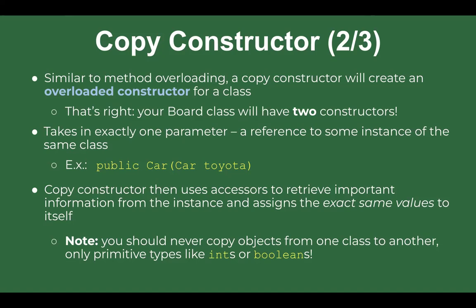The copy constructor then uses accessors to retrieve important information from the instance, and then it assigns the same exact values to itself. And as a note, you should never copy objects from one class to another, only primitive types like ints and booleans. The reason for this is you don't want to accidentally edit your actual current state of your game. In Java, if you pass in a reference to something and you edit that reference, you're going to be editing the original variable. In our copy constructor, we don't want to be editing the original, like the actual game.